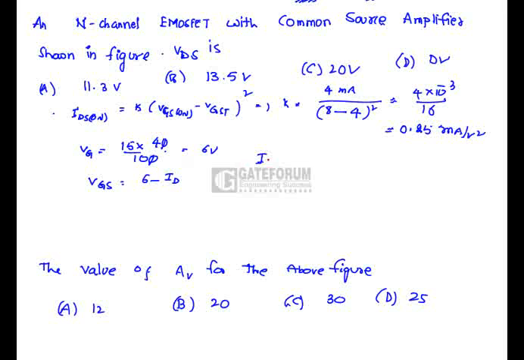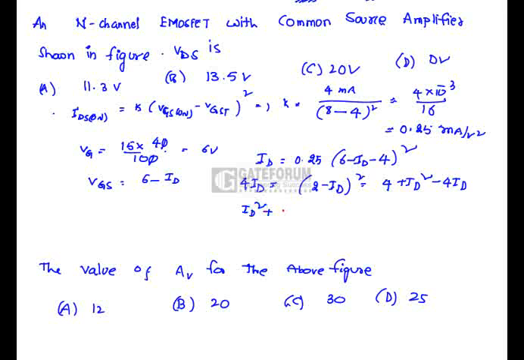Now ID is equal to 0.25 times (6 minus ID minus 4) whole square, which is 4 (2 minus ID) whole square, which is 4 plus ID square minus 4 ID, that is ID square plus ID square minus 8 ID plus 4 equals 0. This is the quadratic equation we are getting.